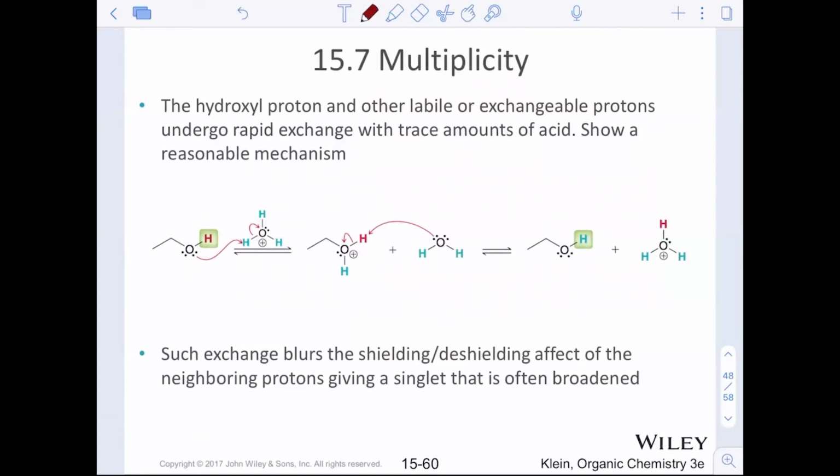Now, the hydroxyl proton does not go into splitting. I said it acts as like a hedge. The reason for not undergoing the splitting is because of the rapid exchange of protons with trace amounts of acid that could be in the solution, right? So because of that, those protons are switching back and forth. So the exchange of proton transfers that could be happening in the solution, happening in the NMR, blurs the shielding and deshielding effects of neighboring protons. So sometimes we don't see that splitting occur.